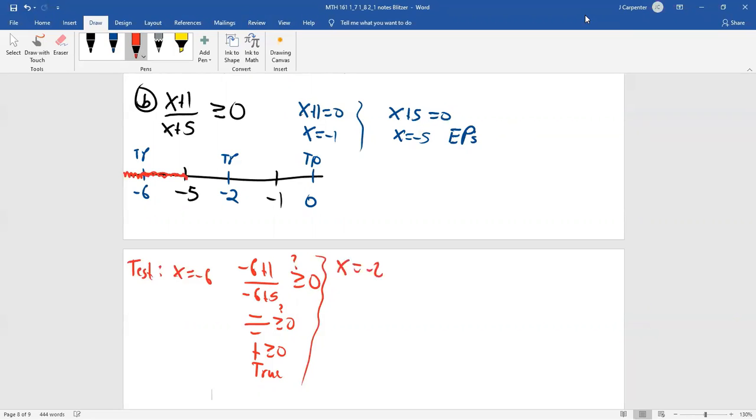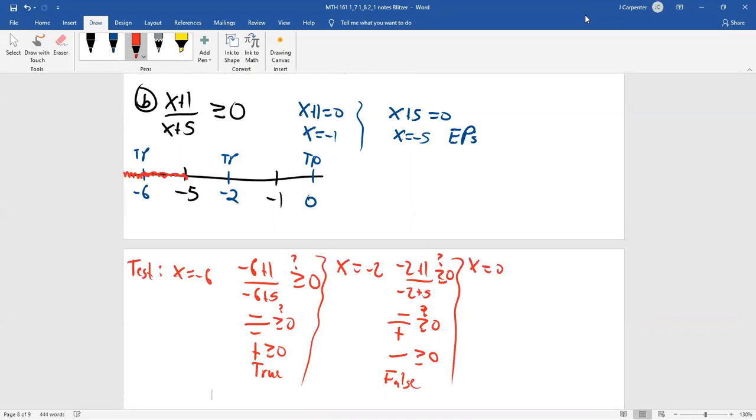Let's try -2. So that'll be (-2 + 1) over (-2 + 5). Is that greater than or equal to 0? -2 plus 1 is negative. -2 plus 5 is positive. But a negative divided by a positive is a negative. That's a weird looking equal sign. I mean, question mark. Are negatives bigger than 0? No, that's false. So we don't shade where the -2 is.